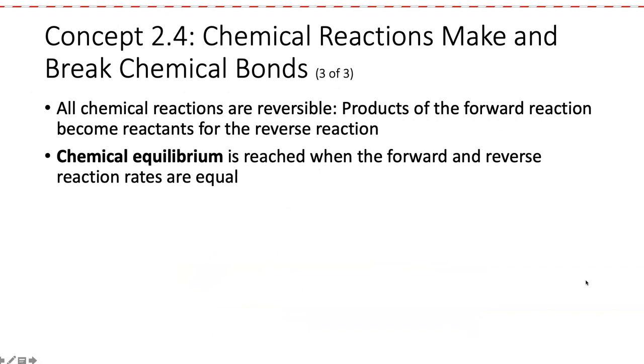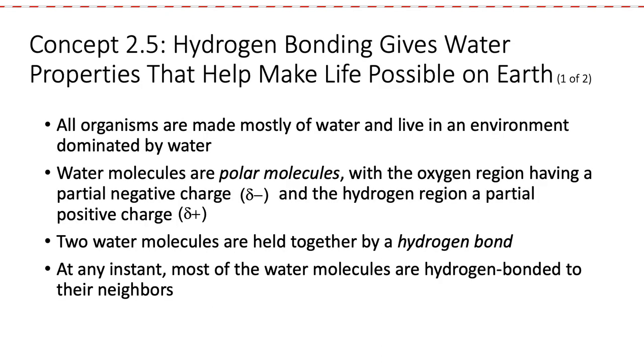Chemical bonds can be made and they can be broken, and those can happen within the same set of chemicals. You can have the reaction going forward, making the product, and those products can actually go the other way, or be reversed, and reform the original reactants. When this is happening at about the same rate, where it's going forward and reverse, we call that chemical equilibrium.